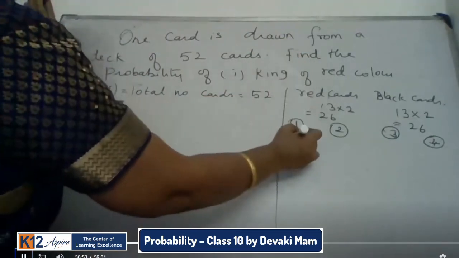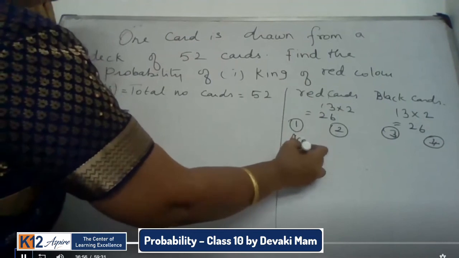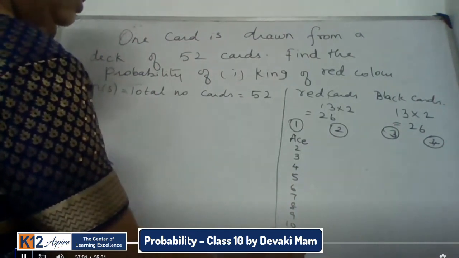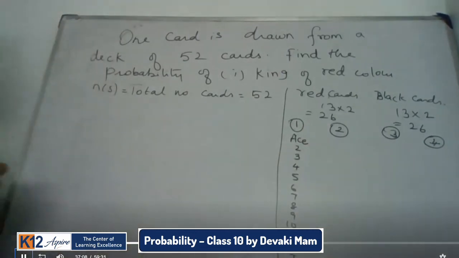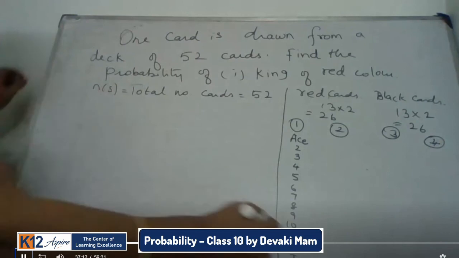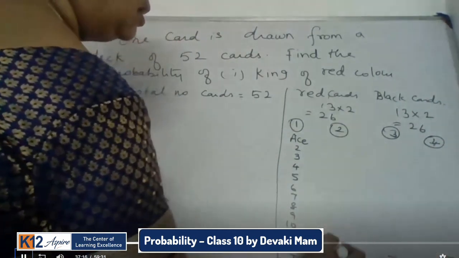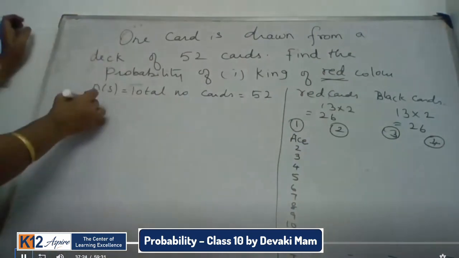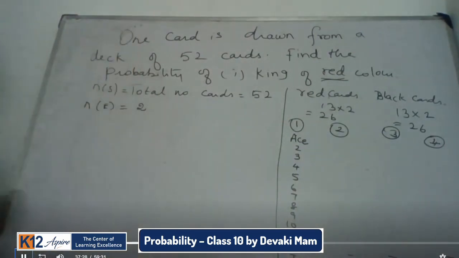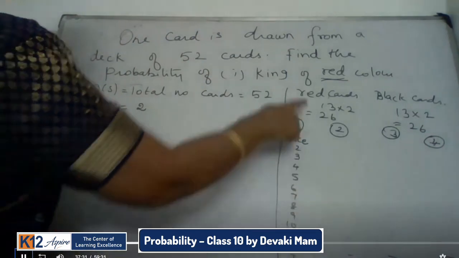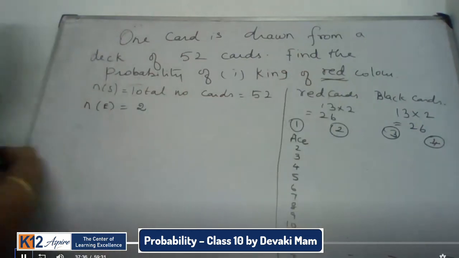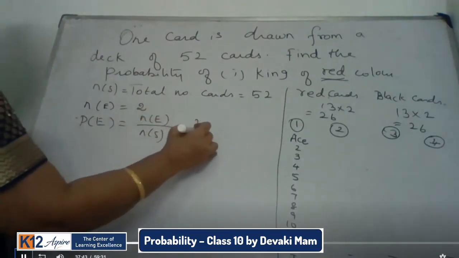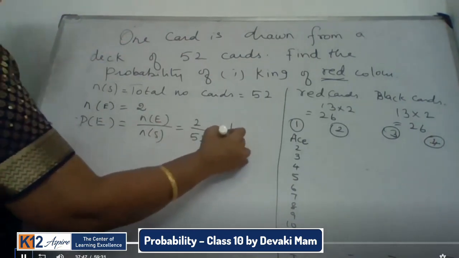So in the first design we are going to have number 1, that is yes, 2, 3, 4, 5, 6, 7, 8, 9, 10 and king, queen, jack. So in all, there will be 13 cards in each design. In this way we can proceed. So in all the 4 cases the king will be there, isn't it? So 1, 2, 3, 4. But here they are asking for red color only. So only 2 chances are there. So n of E is equal to 2. Is that clear to you? So 2 chances are there to occur in red color. King of red color, only 2 chances. So P of E is equal to n of E by n of S. So 2 by 52. Further it can be divided into 1 by 26.